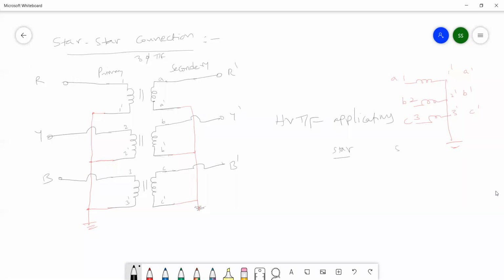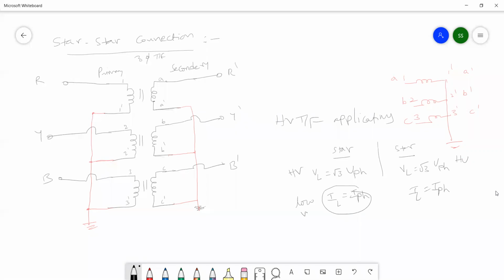Primary side star, secondary side star, right? So primary side voltage is VL equal to root 3 V phase, and VL equal to the same root 3 V phase. What about the current value? IL equal to I phase, right? In star, IL equal to I phase. So here voltage is high, that should be clear. So current is a lesser value, right?